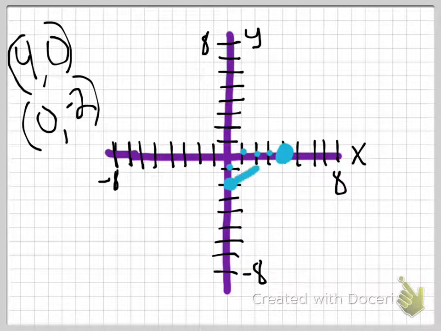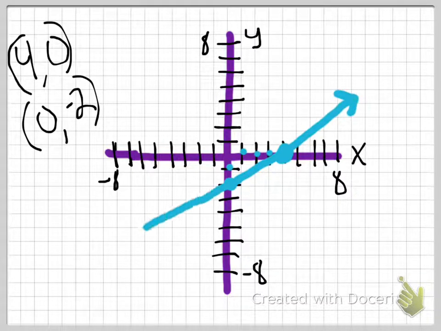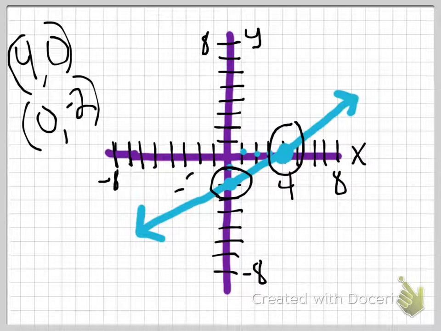And then we connect the dots. Connect the dots. And there's my line. And it shows that I crossed the x-axis at 4 and I crossed the y-axis at negative 2. So those are my intercepts.